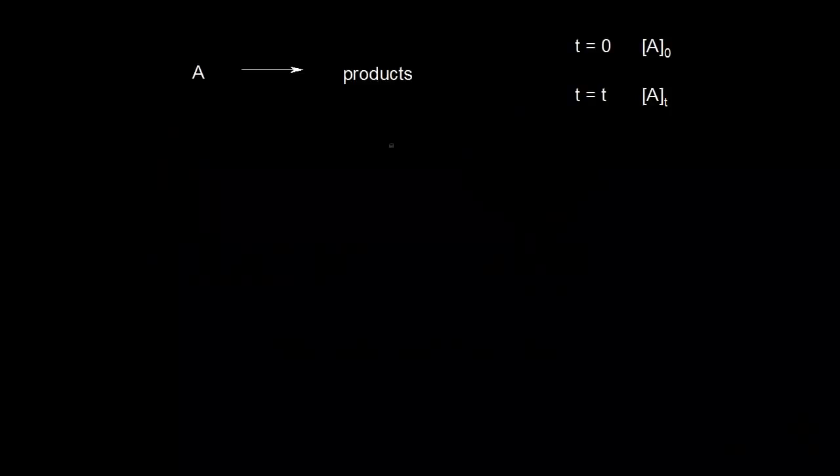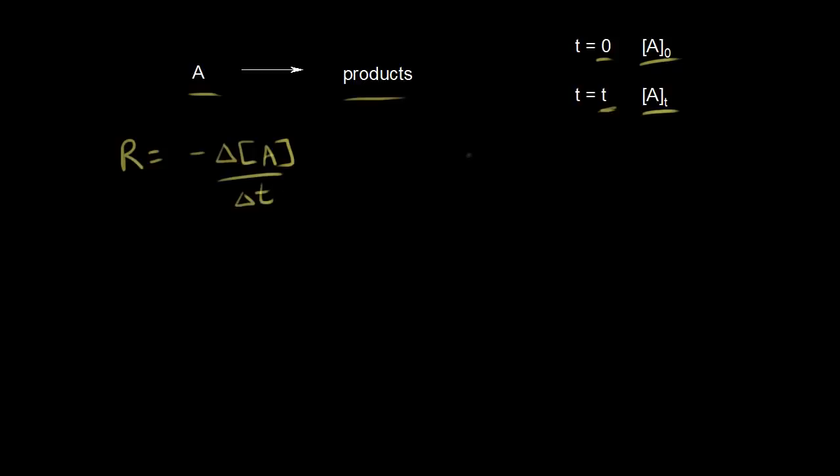Let's say we have a zero order reaction where A turns into our products. When time is equal to 0, we're starting with our initial concentration of A, and after some time period t, we would have the concentration of A at that time. So we could express the rate of our reaction. One way to do it would be to say that the rate of the reaction is equal to the negative change in the concentration of A over the change in time.